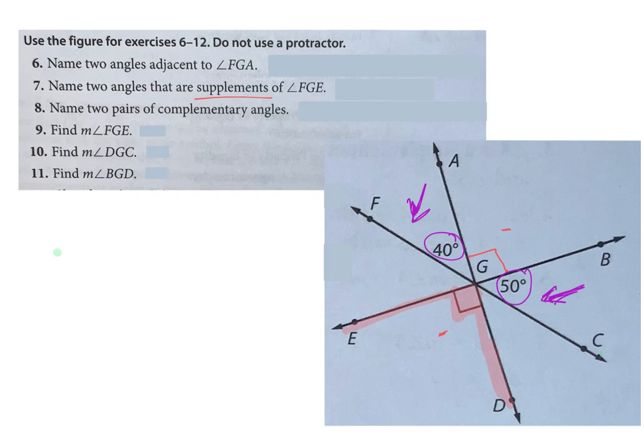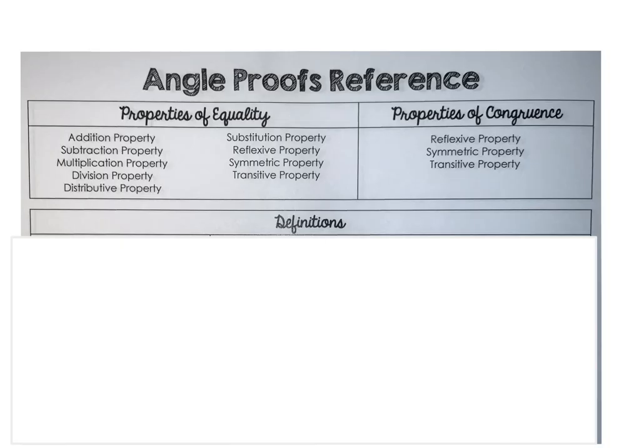Let's look at your handout now. All right, so the first thing you'll notice at the very top of your handout is properties of equality. This is just reminding you what we've already talked about. You will be using some of these properties as we do these proofs: addition, subtraction, multiplication, division, distribution, substitution, reflexive, symmetric, and transitive.